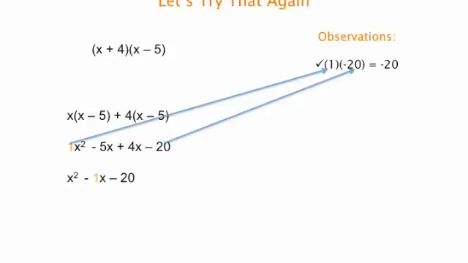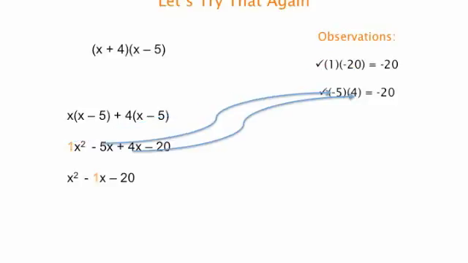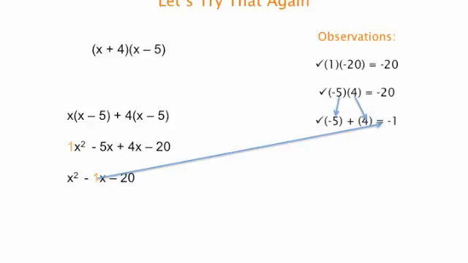Let's make those observations again. Notice 1 times negative 20 is negative 20. And I think you can figure out now that negative 5 times 4, those two numbers in the middle, are also negative 20. And then negative 5 plus 4 are the two numbers that add up to become negative 1. So these are the observations that we're going to make as we go through multiplying binomials so that we can figure out a pattern and a way to factor quadratics that's simple and easy to do and works every time.